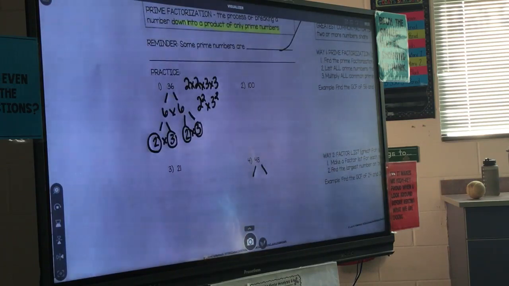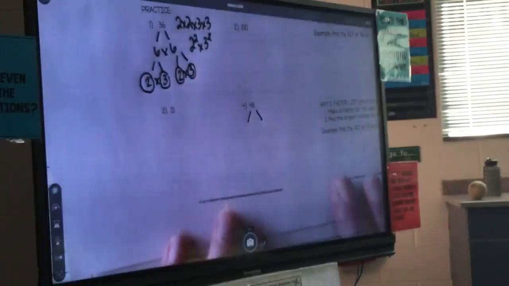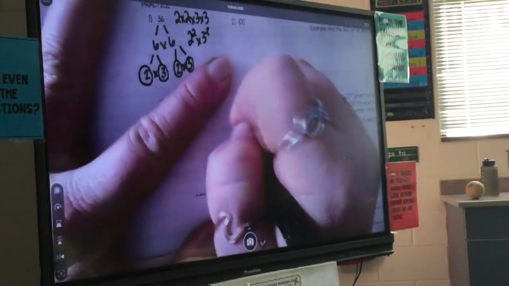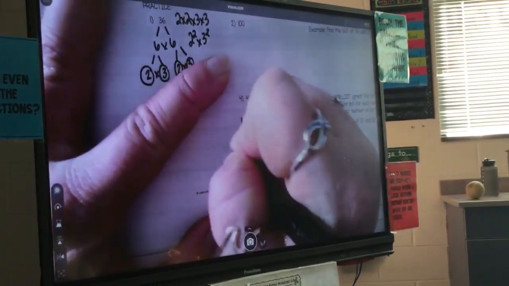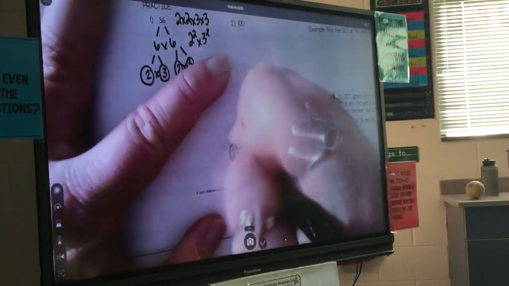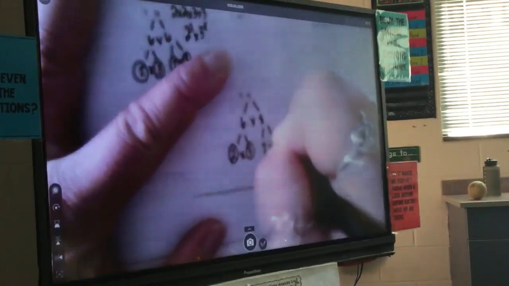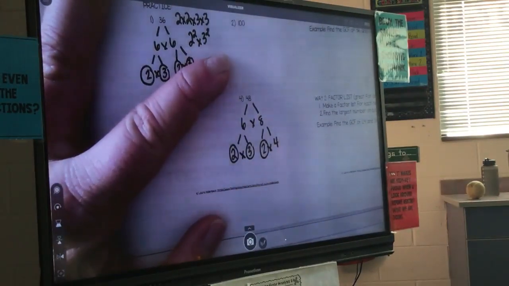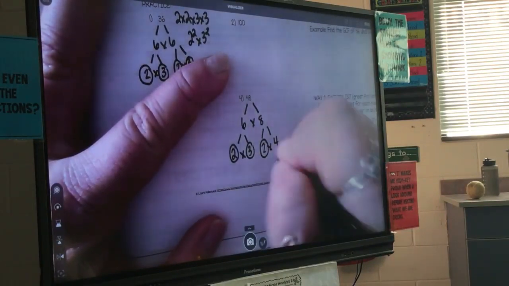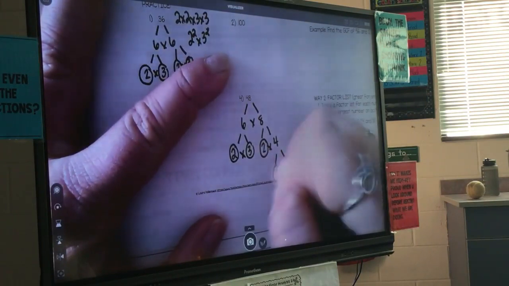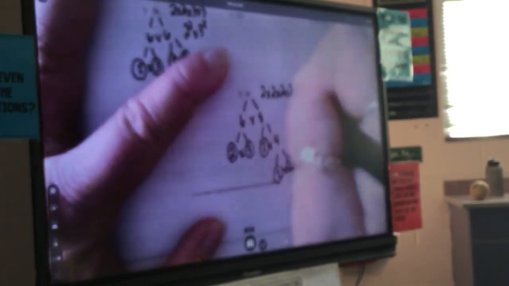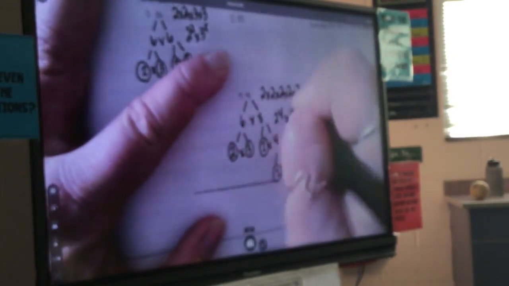All right, what are two numbers that we multiply to get 48? Alex? 6 and 8. All right, are either one of those a prime number? Nope, so I'm going to break this down. This becomes 2 times 3. I know both of those are prime numbers. And this becomes 2 times 4. I know 2 is a prime number, but what do I know about 4? It's a composite, so I can keep breaking it down. So 2 times 2. Now those are all prime numbers. So it's 2 times 2 times 2 times 2 times 3, or 2 to the 4th times 3.